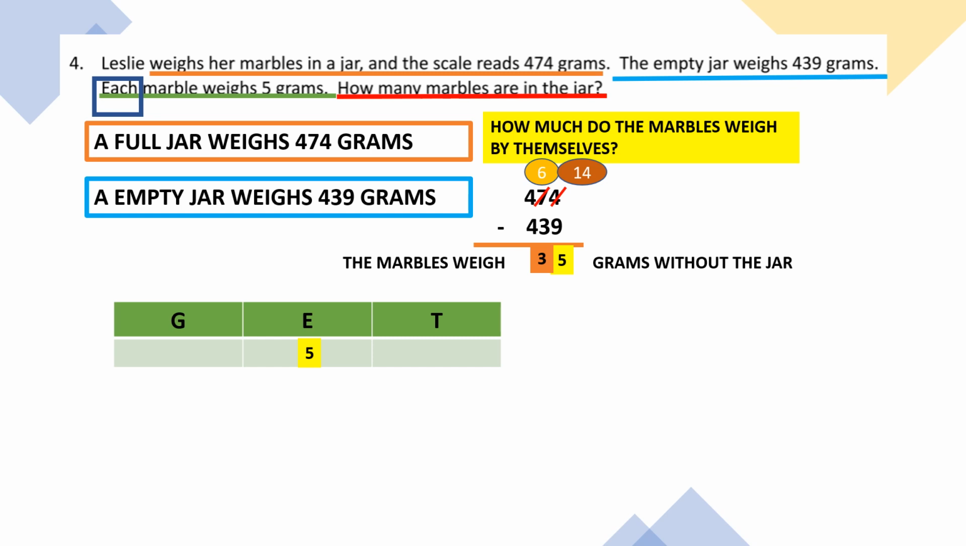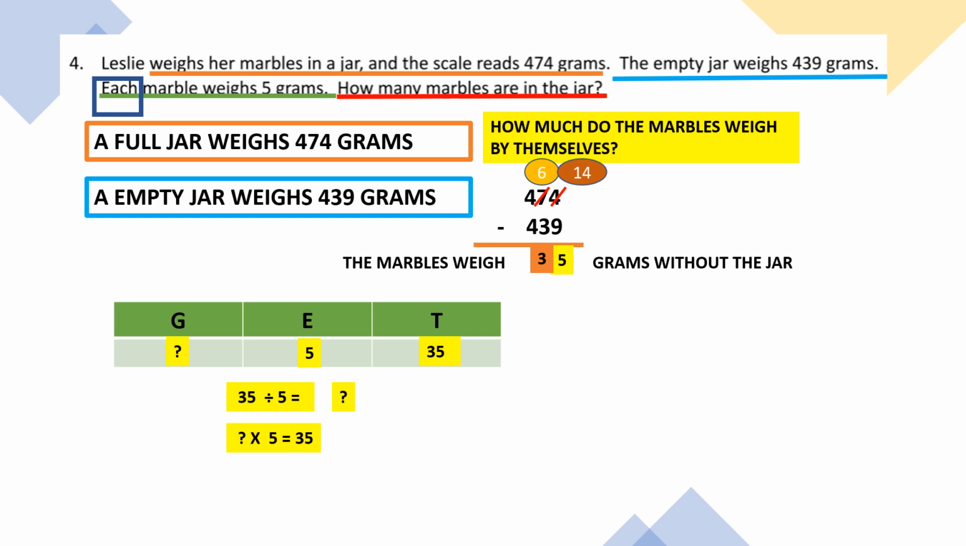So we know that each marble weighs 5 grams. So I'm going to write a 5 under my E for each. Each marble weighs 5 grams. And the total weight of the marbles without the jar is 35 grams. So under total, I'm going to write 35. I don't know my groups. I don't know how many marbles are in the jar. Well, I can write an equation so that I can figure this out. 35 divided by 5 would give me my unknown, or my unknown times 5 equals 35.